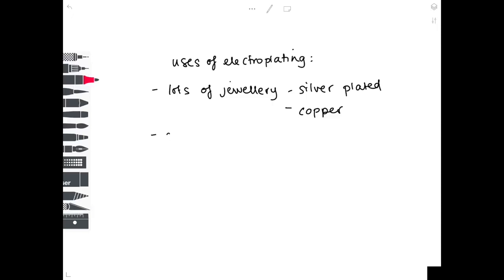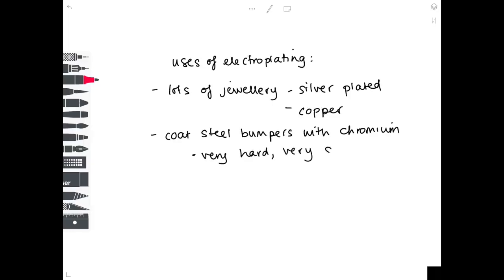We also coat steel bumpers, so that's a part of a car, with chromium. Chromium is very hard and very shiny, so it's aesthetically really pleasing. It's got great properties, but it's very expensive, hence why we don't make the whole object out of chromium. Lastly, we coat cans or tin cans, which are made out of steel. So a can that you get baked beans out of, it will mostly be made out of steel, but it'll have a coating of tin on it because tin is corrosion resistant and won't react with the food contents, which we really don't want to happen, obviously.